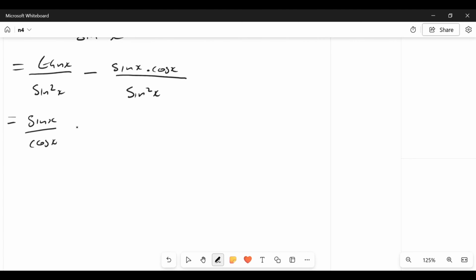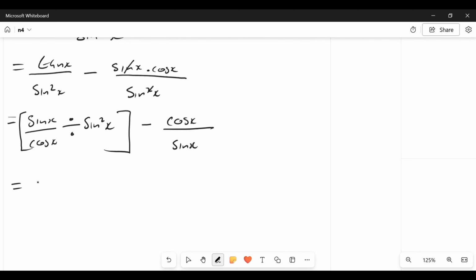This is what you call the quotient identity. I hope you know tan is the same as sine over cos. x divided by sine squared x, this sine squared x, then we say all this here, let's put it inside the brackets. It's minus sine x multiplied by cos x divided by sine squared x. So as you can see, we have sine squared here divided by this sine. So what we'll be left with is cos on the numerator, divided by sine x. So for now, we're just going to leave it like this.